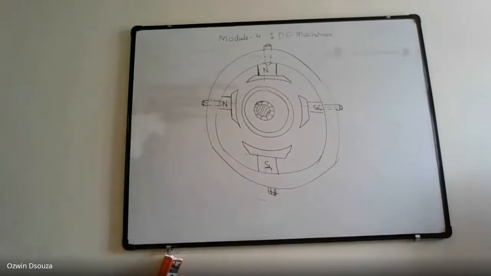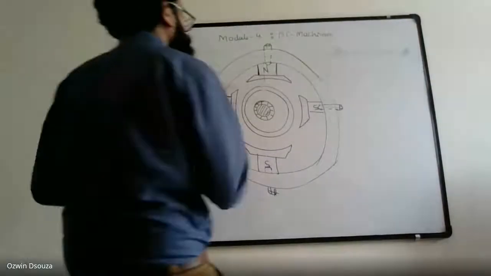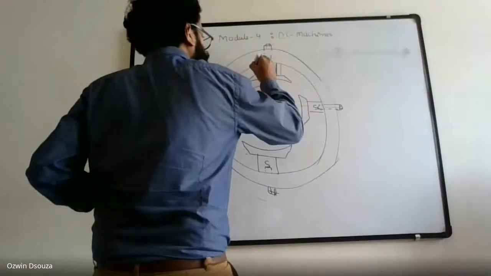So this particular field system is consisting of field winding. So let us place the field winding. So this is your field winding.